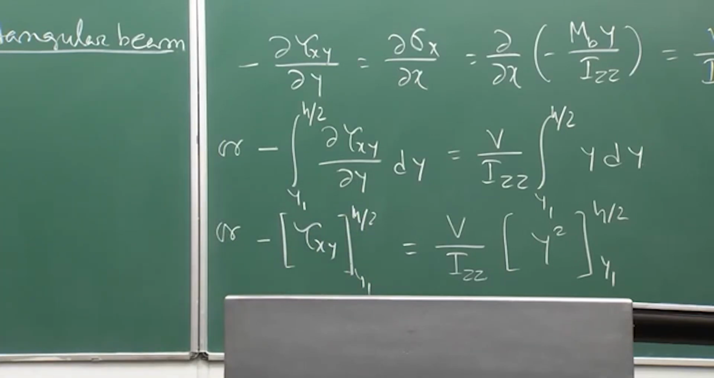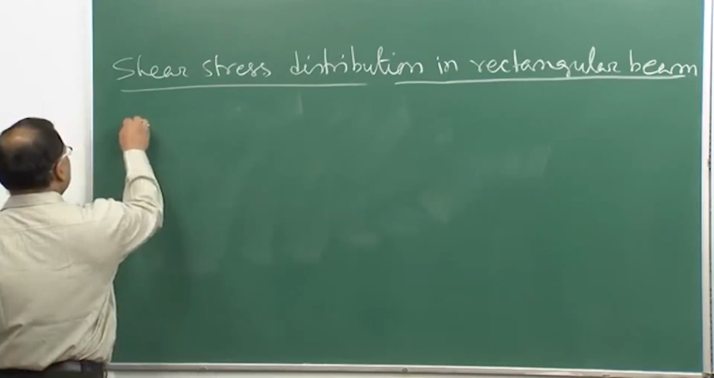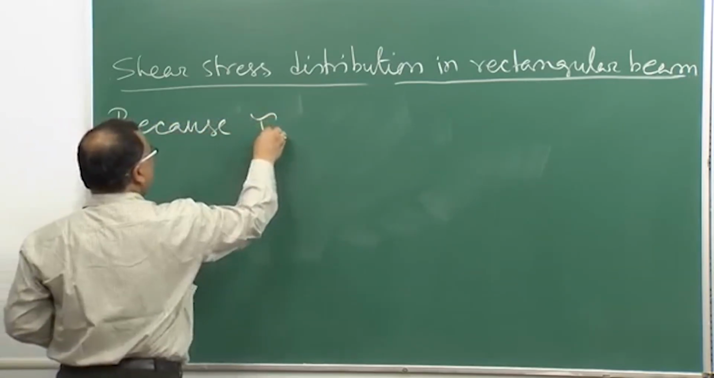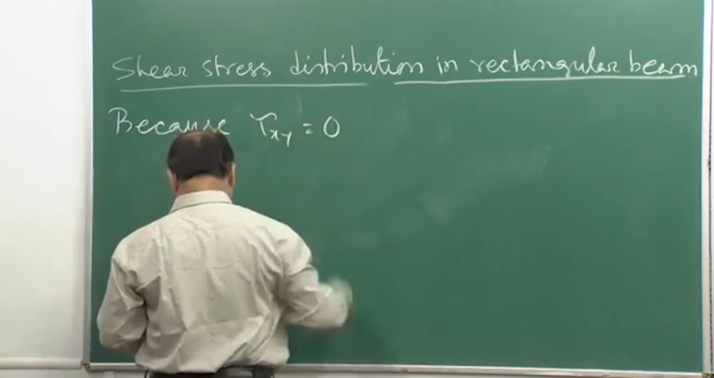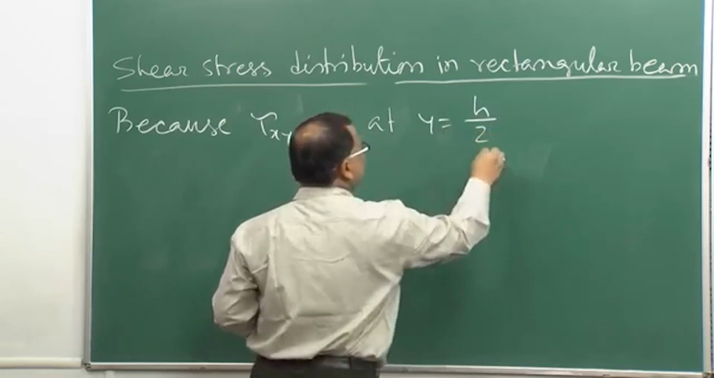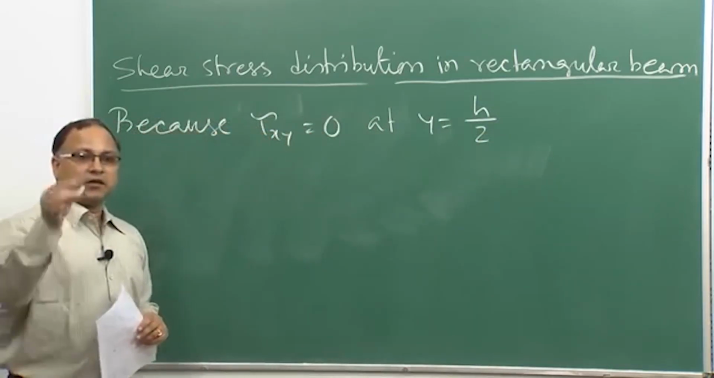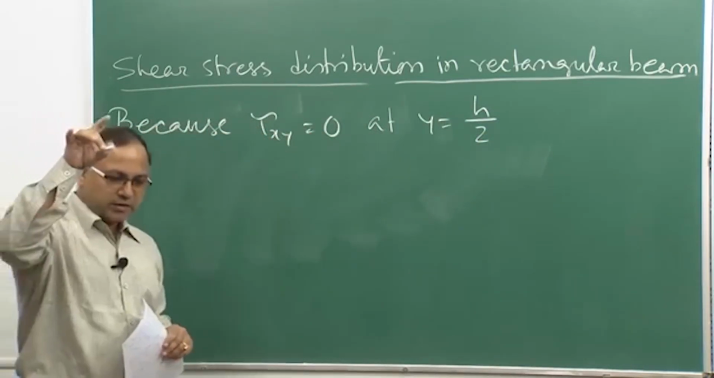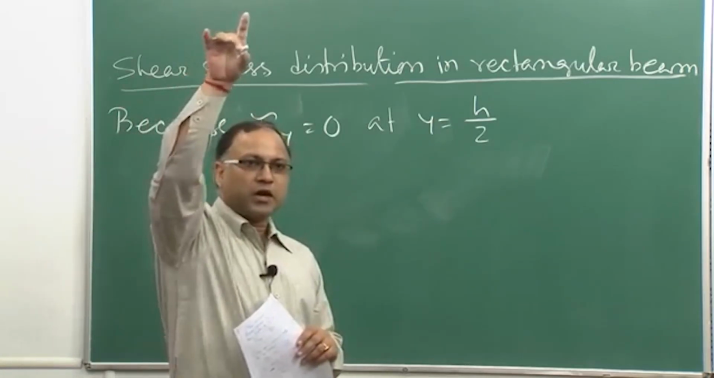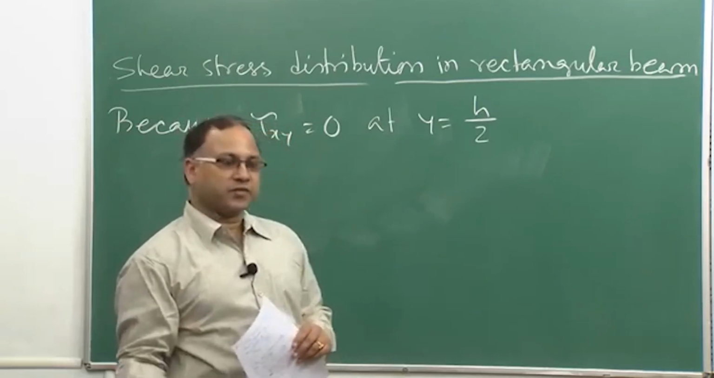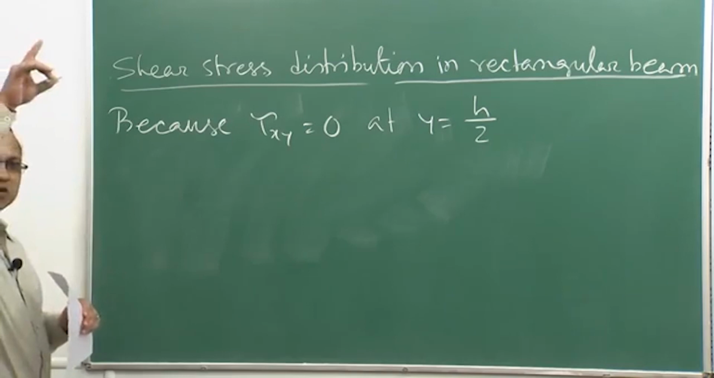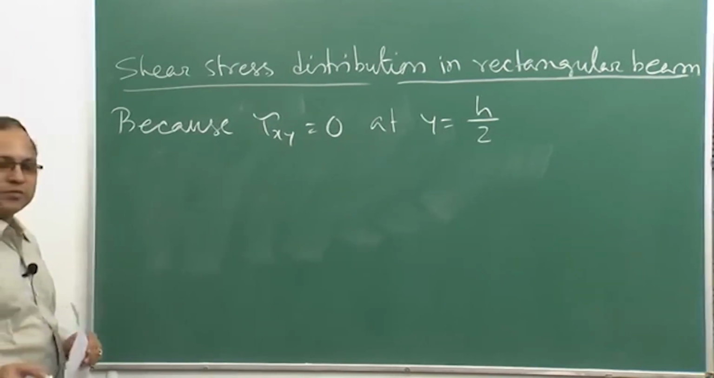So, which can be further written as, because here we know tau xy is 0 at y equal to h by 2. Already we have seen that the variation of your shear stress will be maximum at the neutral surface and simply 0 at the top and bottom surface. So, when y becomes equal to h by 2, that means you are reaching the top surface. There actually your tau xy must be 0.